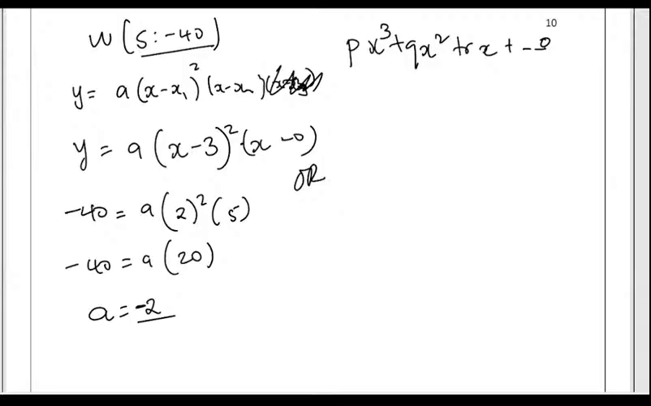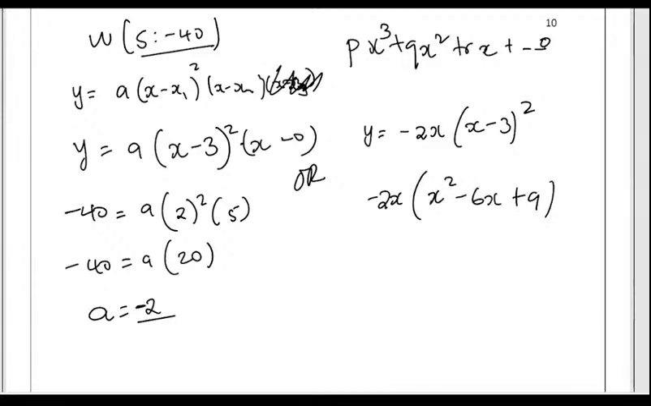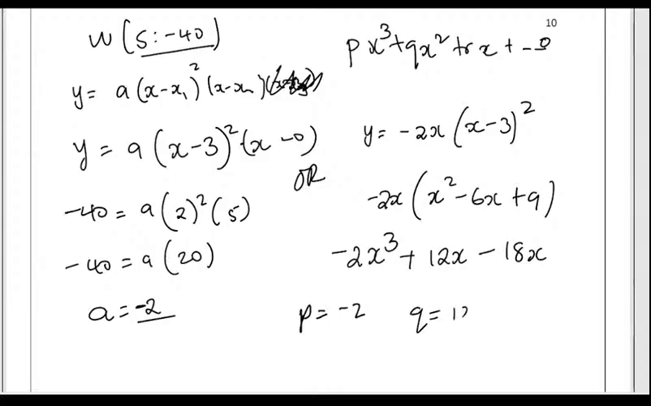Then let's rewrite it out. So we have negative 2x into x minus 3 squared. Technically, if that is true, then we're going to have negative 2x into x squared minus 6x plus 9. Open it up: negative 2x cubed plus 12x squared minus 18x. So P is negative 2, Q is 12, R is negative 18. So that is how I would have obtained that.